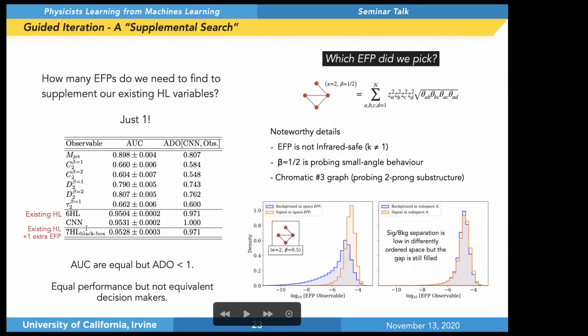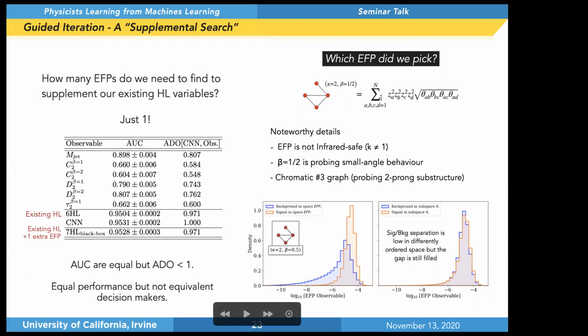And when you include that back in as a new high-level observable, you end up with the same performance, the same AUC rather, as the CNN. So you just need to add in this one extra EFP. But what you also see is that the ADO value is not equal to 1. So it's performing as well as the CNN, but it's not necessarily making exactly the same choices as the CNN in all respects, which is interesting because essentially what we found is a deep neural net on jet substructure that performs as well as the CNN, but is now interpretable, but still makes some different choices than the CNN.